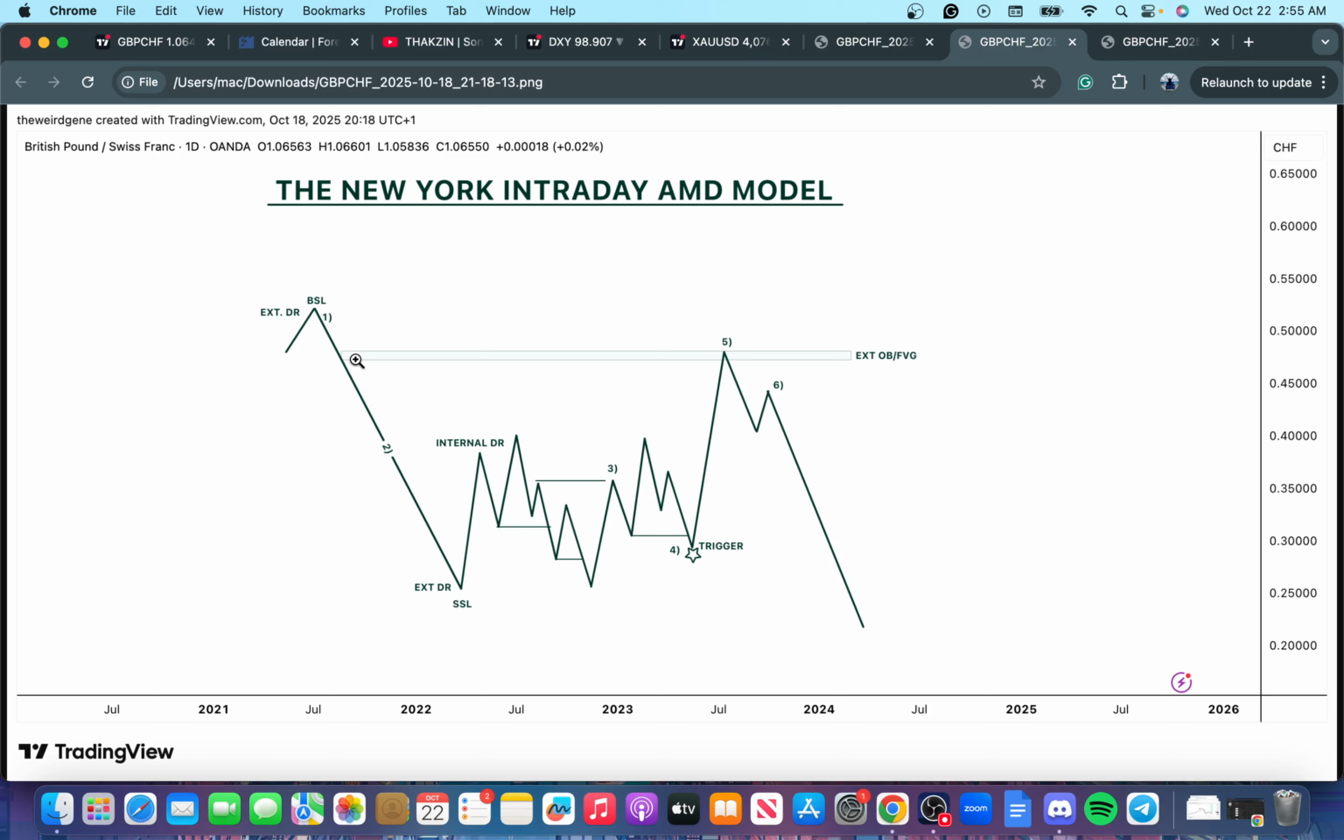And, of course, going to London session, that's where you get your classic manipulation play, and then the market reverses and goes in the direction of the institutional order flow.